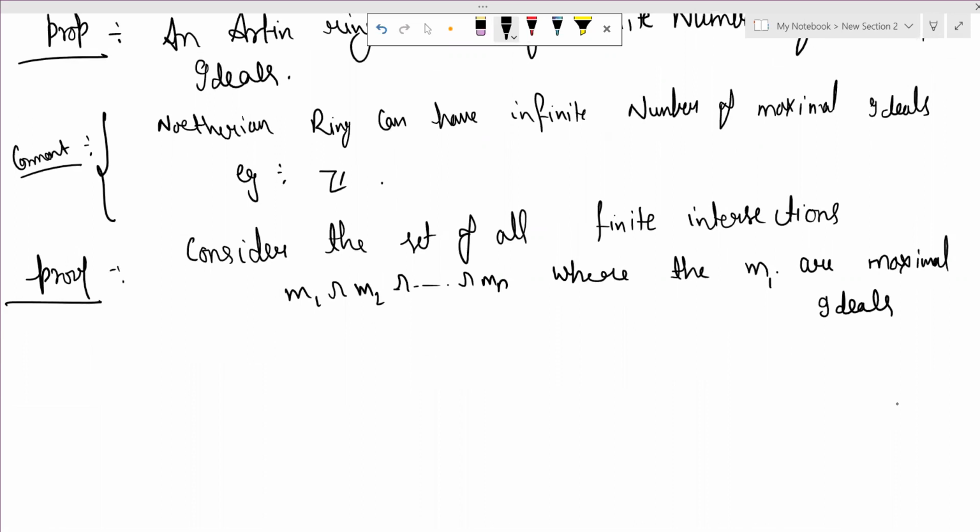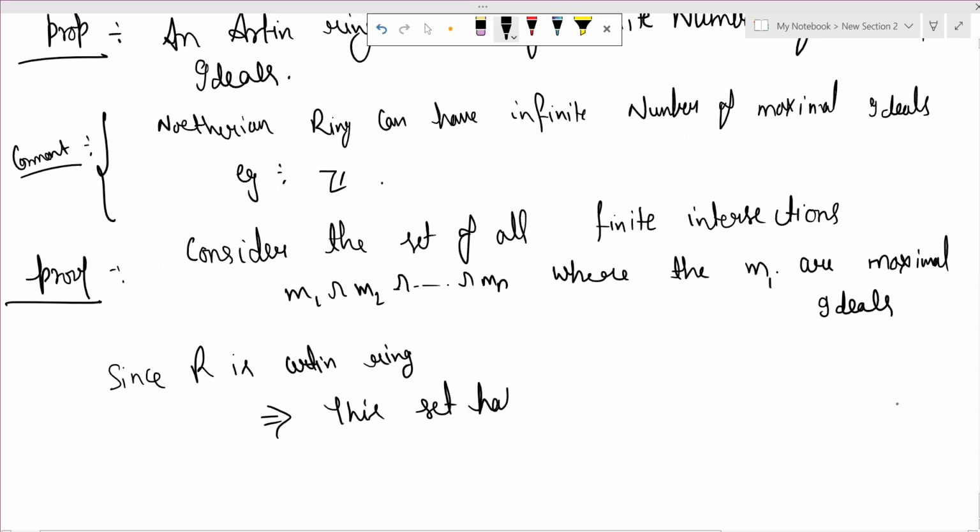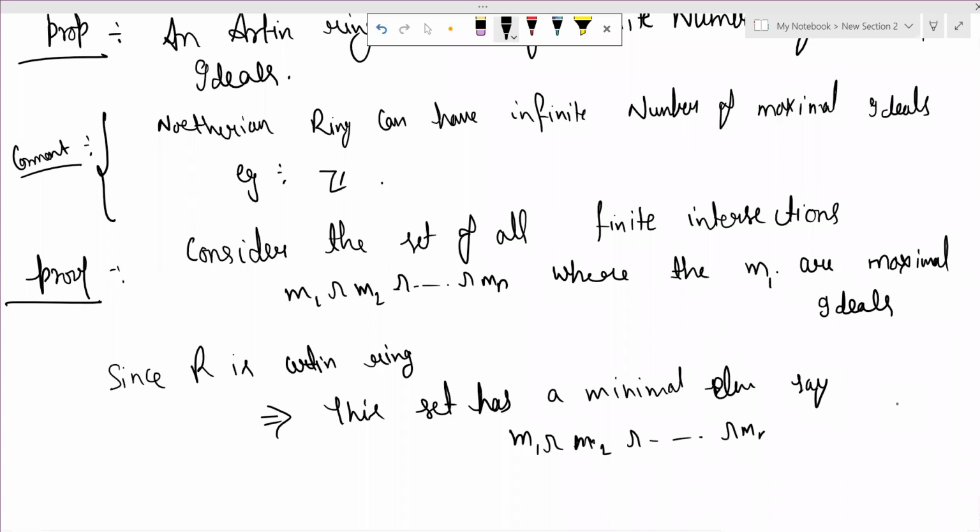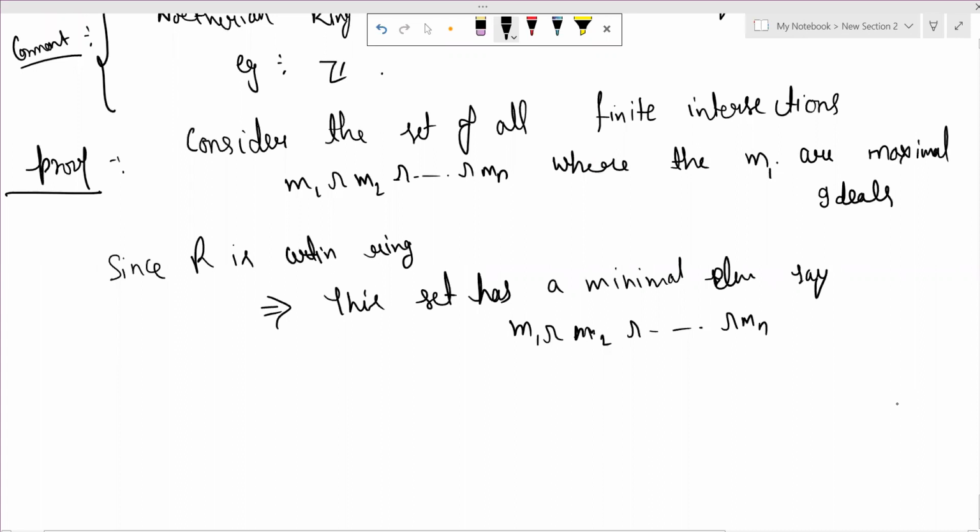So this set has a minimal element by this definition, since R is an Artinian ring. This implies this set has a minimal element, say M1 intersection M2 intersection ... intersection Mn. Now you take any maximal ideal M.